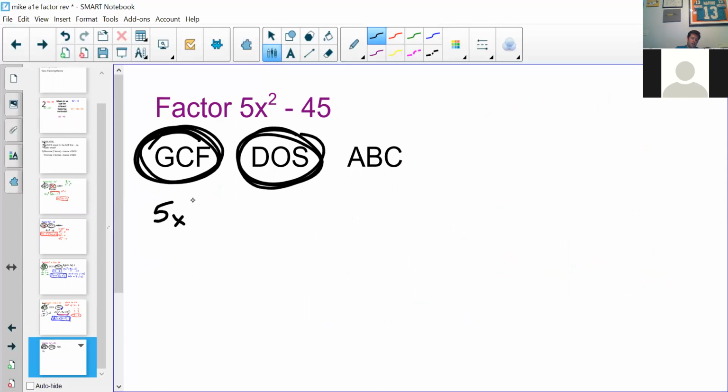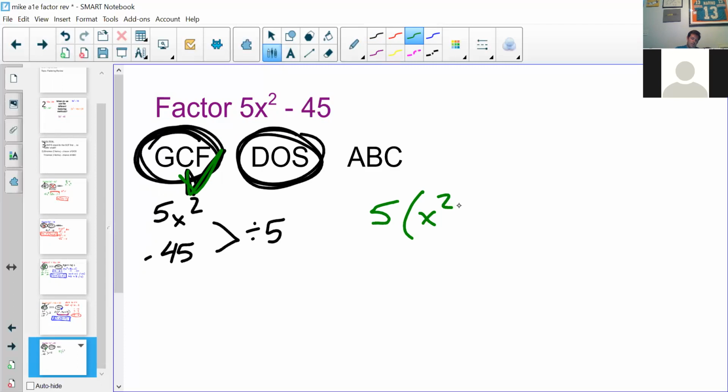I got two terms here. I got 5x squared. I got a negative 45. You can see that negative 45 does not have an x involved. So for variables, there's nothing for the GCF. However, both are divisible by the number 5. So we can count that as our GCF. We do, in fact, have a GCF here. We'll pull that out, and whatever's left over, we'll write down in parentheses. So 5x squared divided by 5 is x squared. And negative 45 divided by 5 would be negative 9.